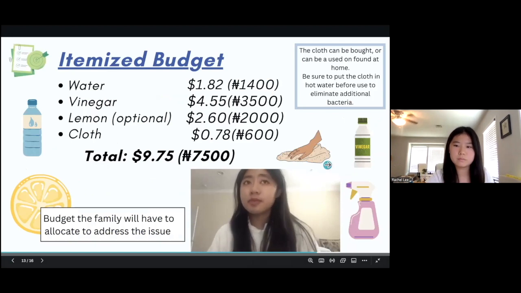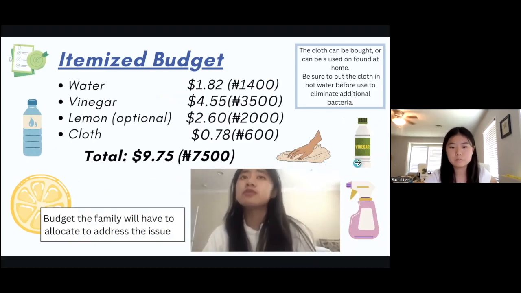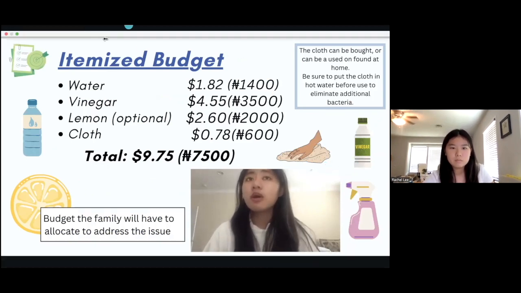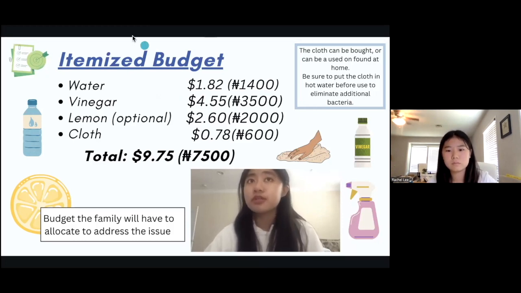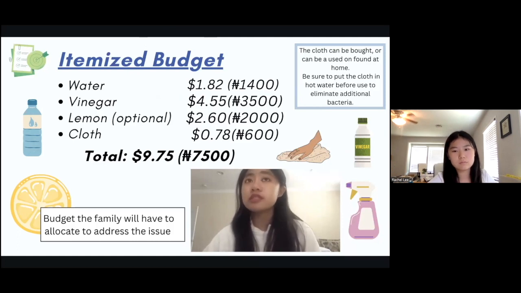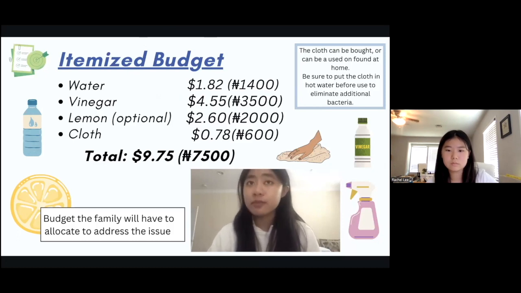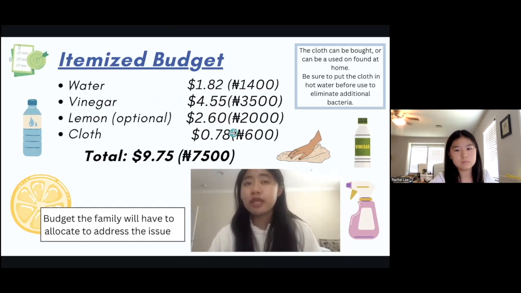Here's our itemized budget. It is our way of making sure families are able to have easy access to materials while promising the spread of Salmonella typhi is mitigated, as we use resources from UNICEF to research what products, local plants, and materials Nigerians can find at home. This includes water, preferably boiled, to promise the elimination of harmful bacteria, vinegar, lemon, which can be optional, and cloth. The cloth can be bought or found at home. Families will be able to place the cloth in hot water beforehand to eliminate the bacteria.